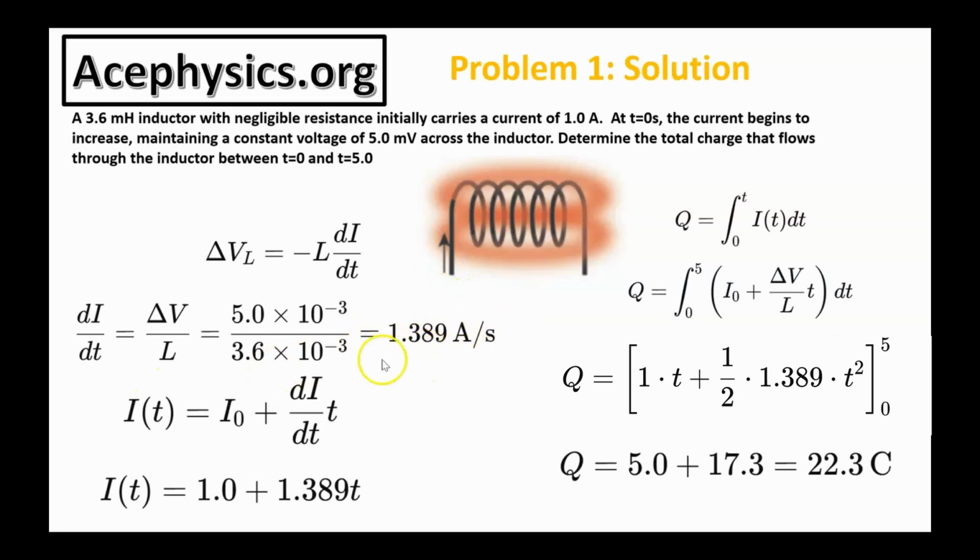Because the rate of change of current is constant, current is a linear function, so current as a function of time is equal to 1 plus 1.389 times t. This 1 comes from the fact that the problem tells us it initially carries a current of 1 amp.